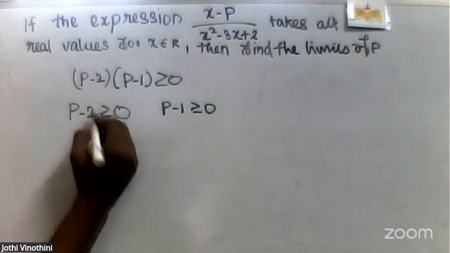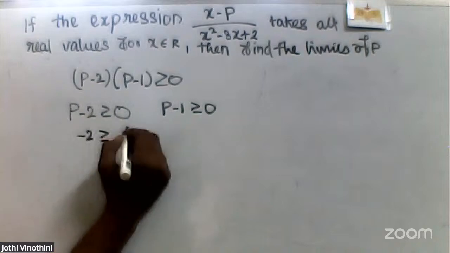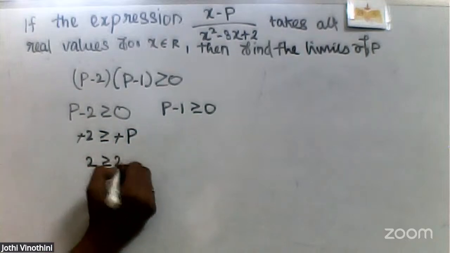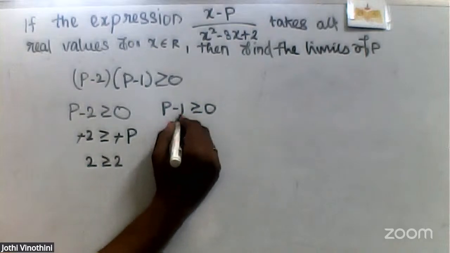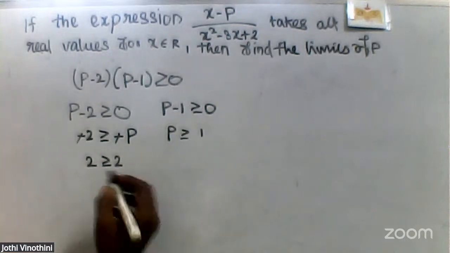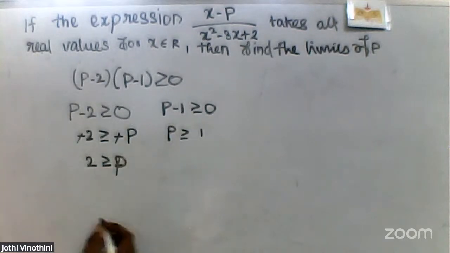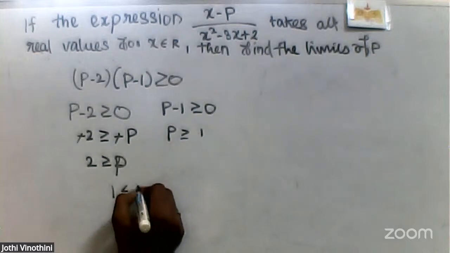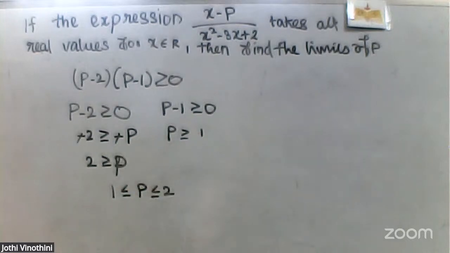Okay, this time I'm going to keep this minus 2 as it is. I'm going to move p to this side. So it becomes 2 greater than or equal to p. And on this side I'm going to move minus 1 to that side. So it becomes plus 1. So it's p, right? So while combining this, 1 less than or equal to p less than or equal to 2.